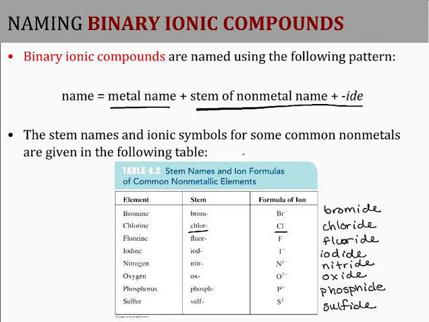So again, NaCl would be called sodium, because we just named the metal as is, followed by chloride.